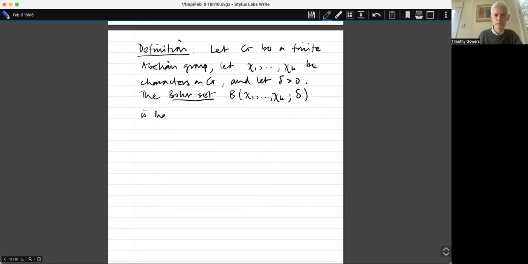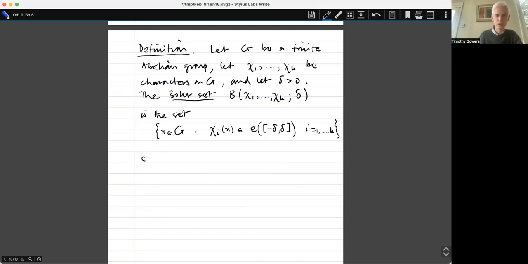is the set of all x in G such that chi_i(x) belongs to the set e([-delta, delta]) for all i equals 1 up to k.